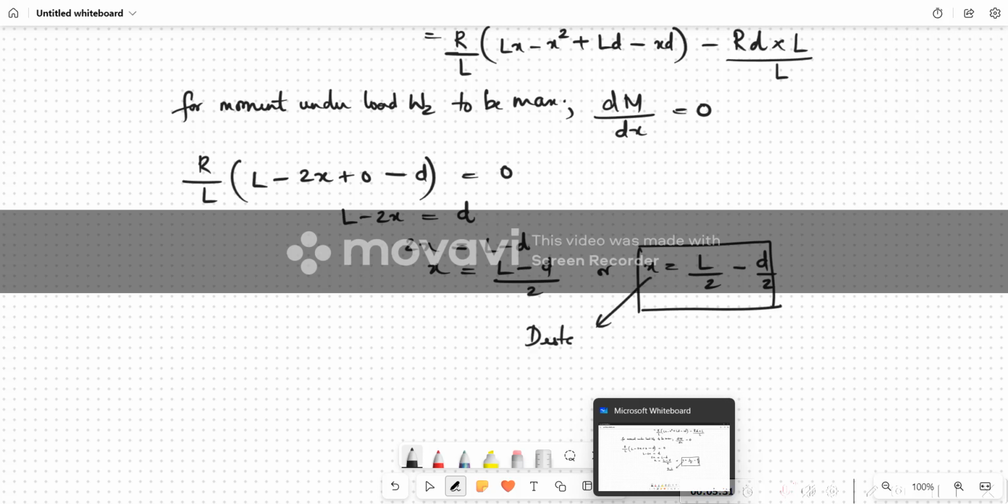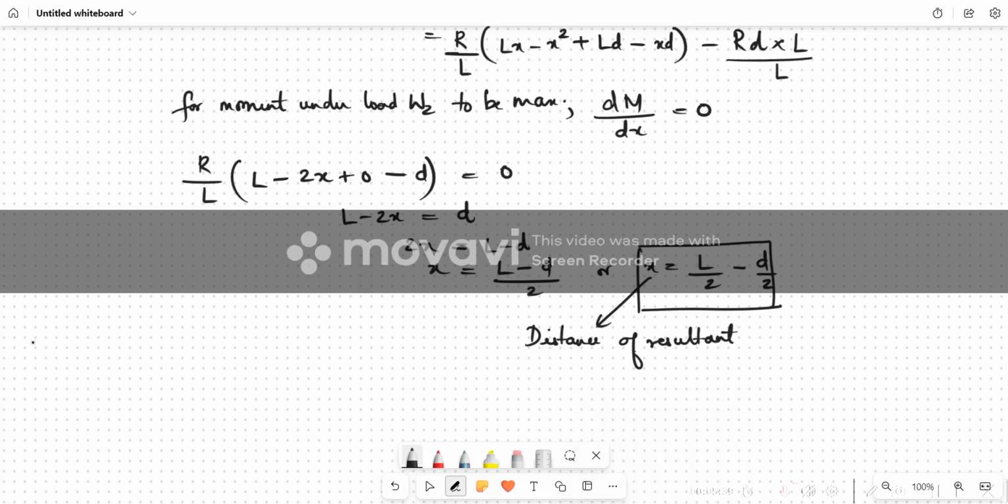it is the distance of resultant from where? Distance of resultant from the point A, from the starting point of the beam. So you can position your resultant from A, but when you are doing a problem, you will be given a set of train of loads. So it is always better to write in terms of that.